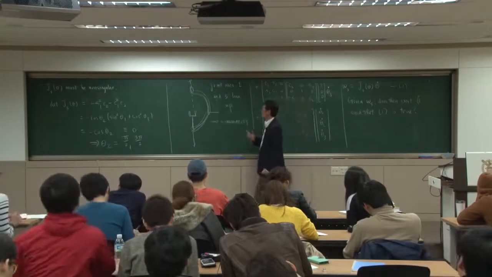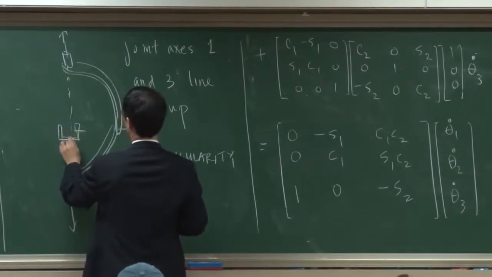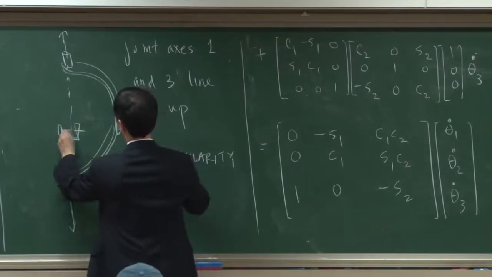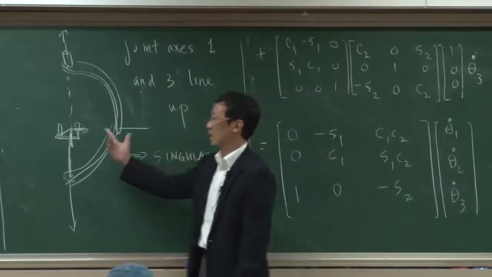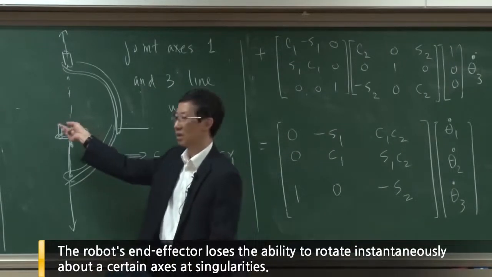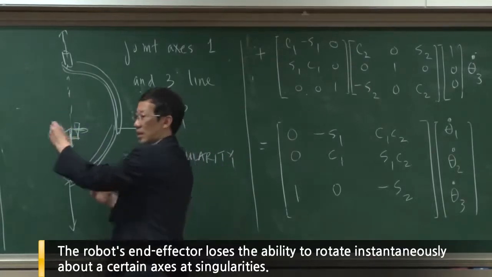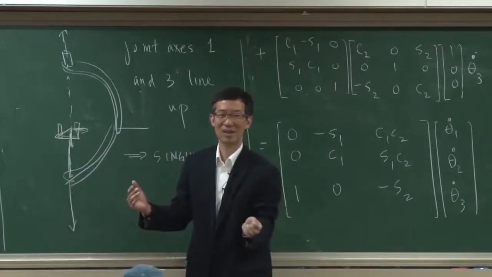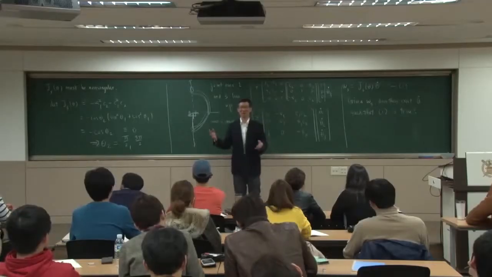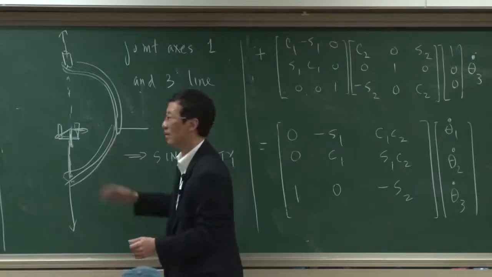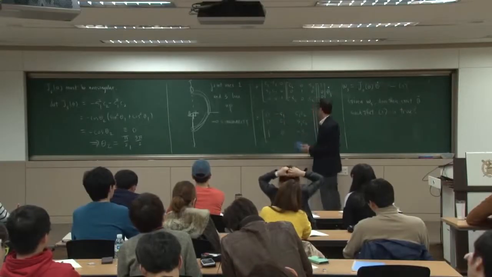So we have some frame here. Something like that. So in this configuration, it's impossible to generate angular velocities this way. In other words, you can't rotate this around this axis. If you don't believe me, try it. I dare you. If you can do it, I'll give you everything I own, which isn't much. It's a singularity. We're going to talk more about singularities in the next lecture.